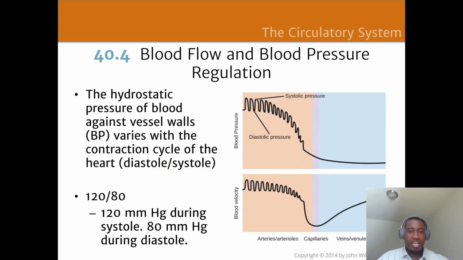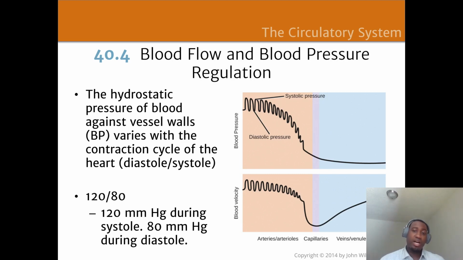And the hydrostatic pressure of blood against the vessel walls is blood pressure. Of course, the pressure is different when your heart pumps and when your heart releases. You have the systole over diastole. The larger number is when it's pumping. The smaller number is when it's released, the diastole. We're talking about 120 over 80. I think that's a common healthy blood pressure.